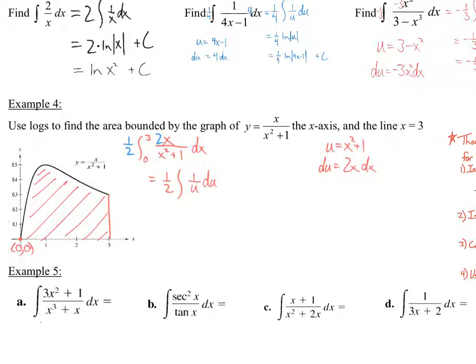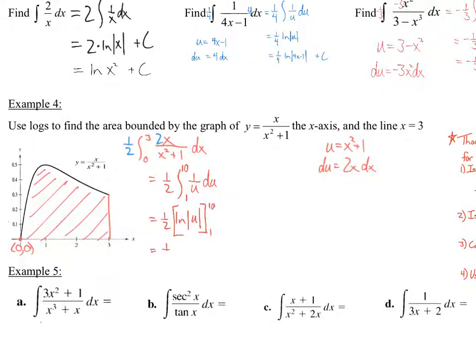1. 0 squared plus 1 is 1. So now our bounds are going to go from 1 to 10. 3 squared plus 1 will be 10. So we now have 1/2 ln of absolute value of u evaluated from 1 to 10.